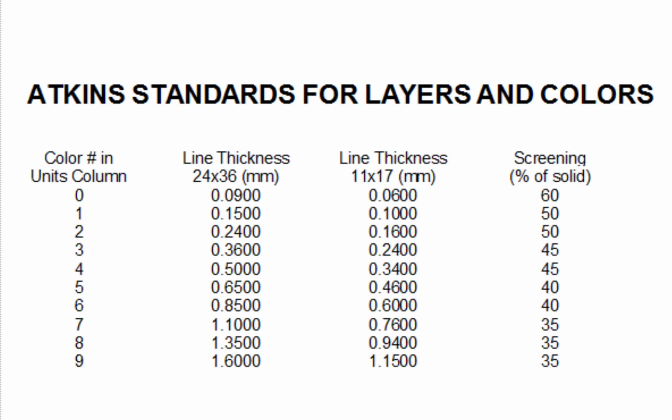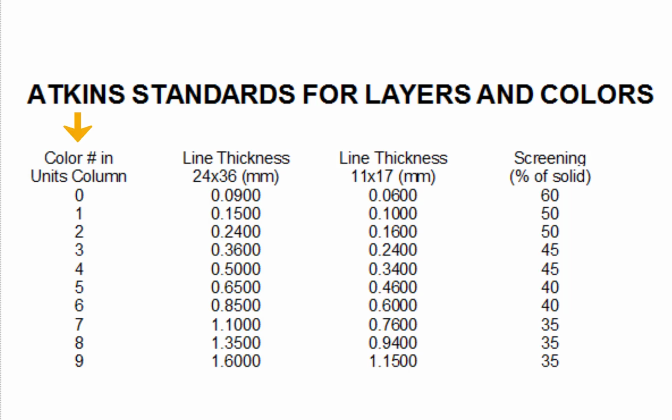Atkins has developed a method for setting the color to correspond to a specific line width and screening or ghosting when an object is plotted, which are presently shown on the screen for 24 by 36 and 11 by 17 inch sheets. The corresponding .ctb plot files are included in the tutorial drawings.